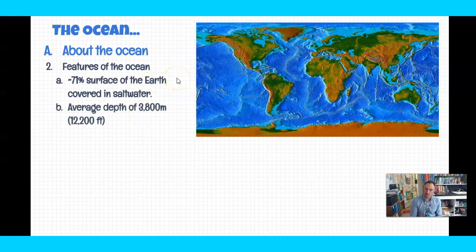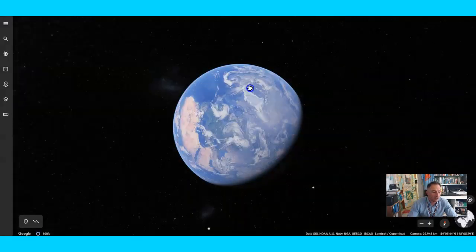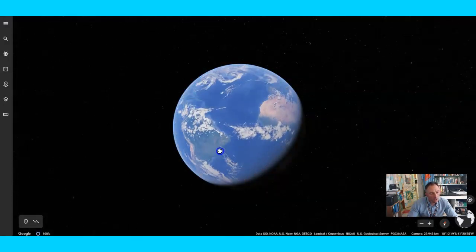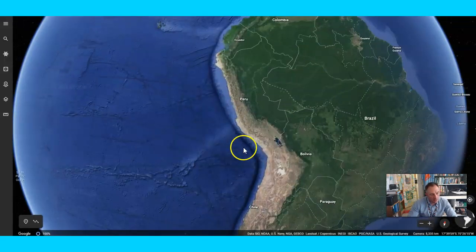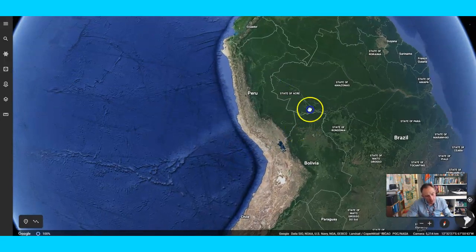The average depth of the ocean, this is deeper than I thought, but it's 12,000 feet deep, 3,800 meters deep out in there. It's deep, folks. It's deep. So away from land, the ocean drops off really quickly. Let's zoom in here and just take a look. I'll kind of tilt things a little bit.